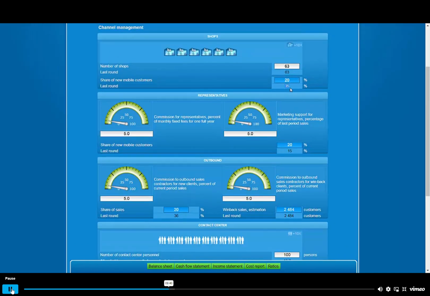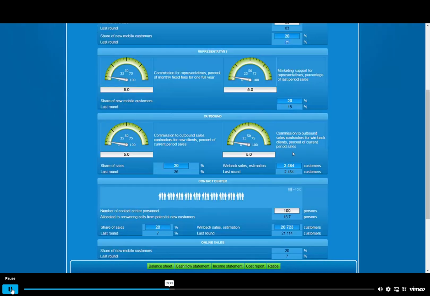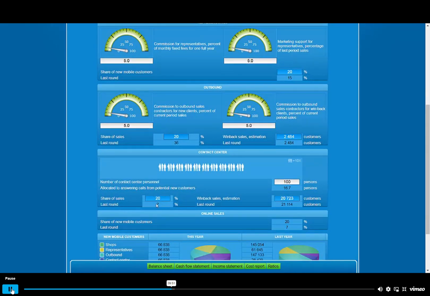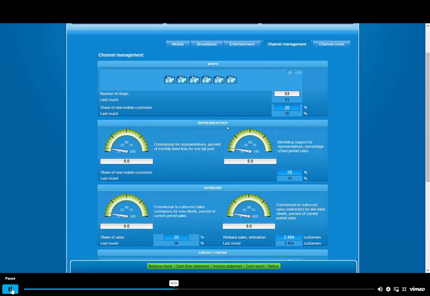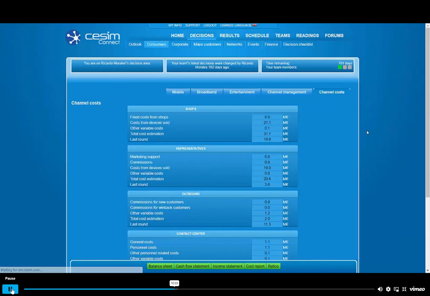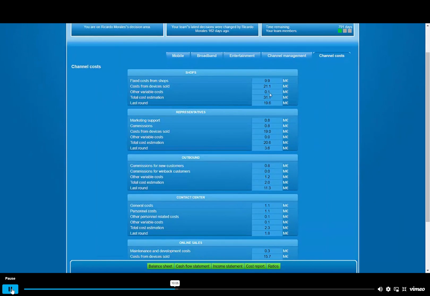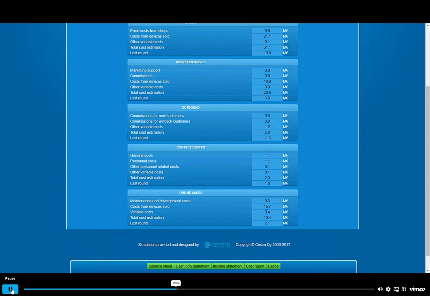We got 35% from the shops, 15% from the representatives, and then 36% came from the outbound, and 7% from online. So these percentages will be changing when you make decisions and decide different incentives for the different channels. The cost of the channels is presented here, and there you can see how much costs are involved in each of the different channels.